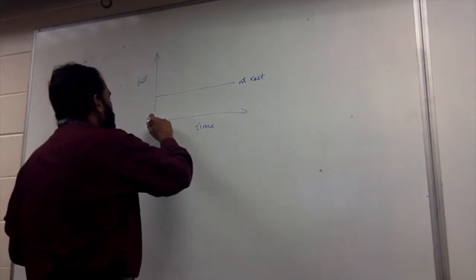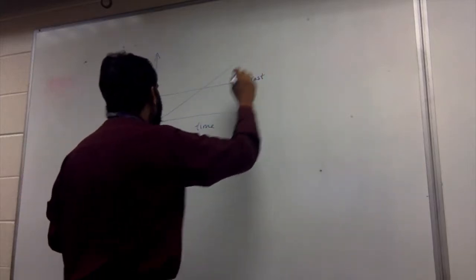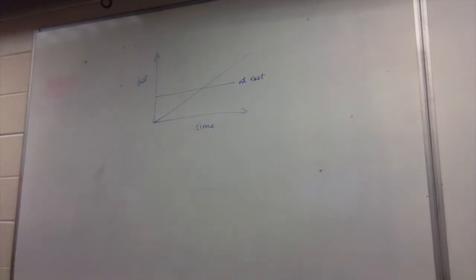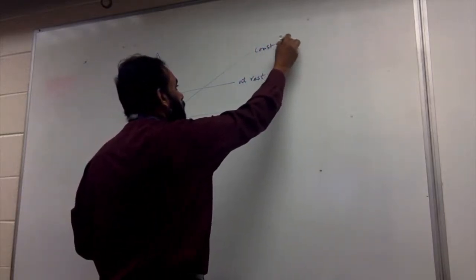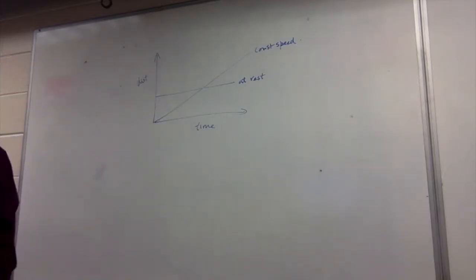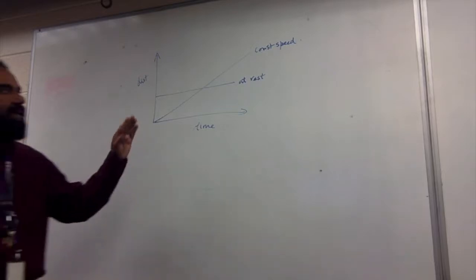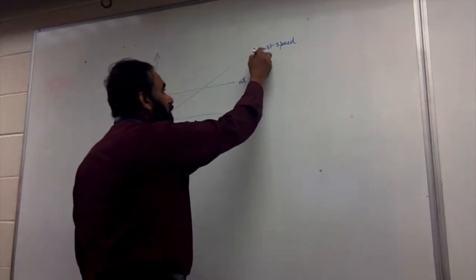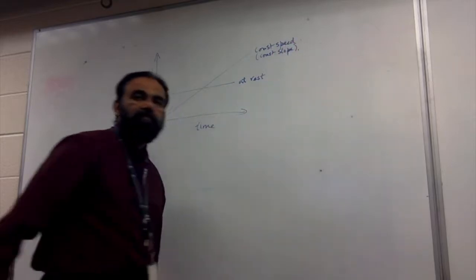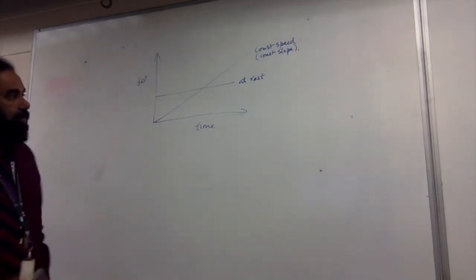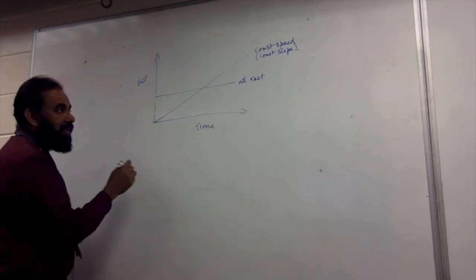What does this mean? Uniform speed. Constant speed or uniform speed? Correct. That is uniform speed. And why do you say it is uniform or constant? Because it has got a constant slope. So you can write that aspect immediately down.